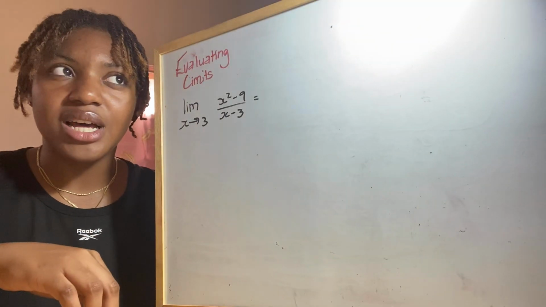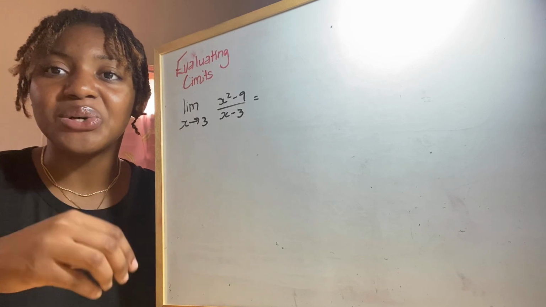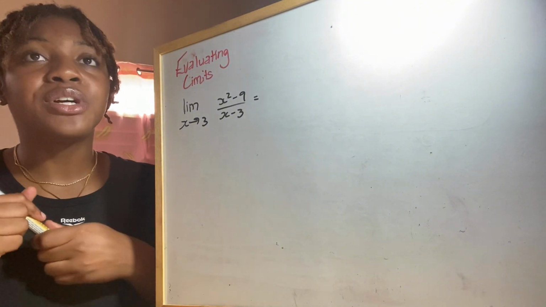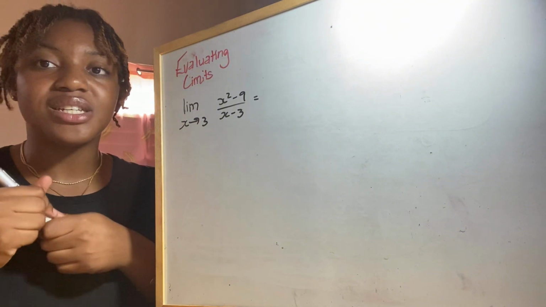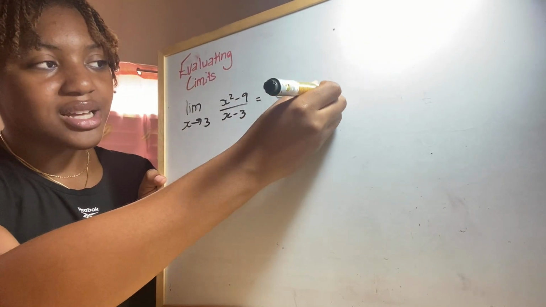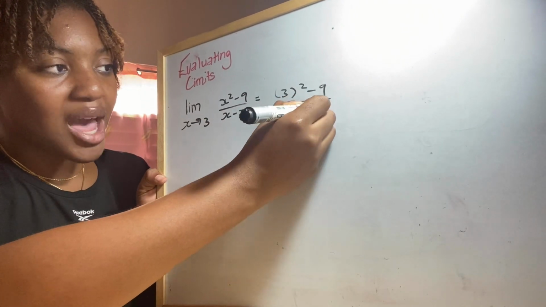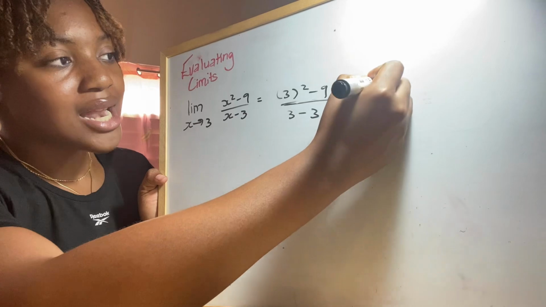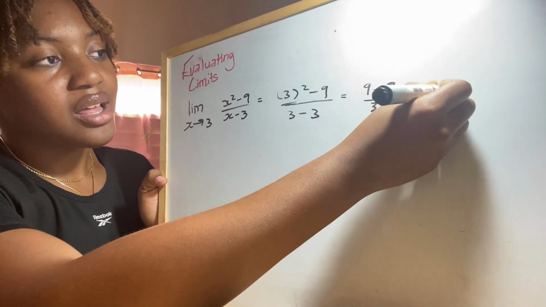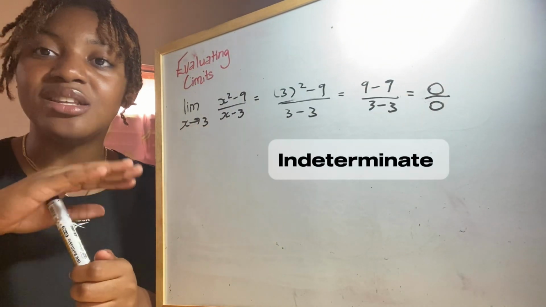So we have noted direct substitution as a method to evaluate limits. That's the first method you go to. However, it doesn't work in all cases, and this is an example. If we're supposed to substitute 3 into this expression, you would have 3 squared minus 9 over 3 minus 3, where you would get 9 minus 9 over 3 minus 3, where you eventually get 0 over 0. And this is what we would call indeterminate.